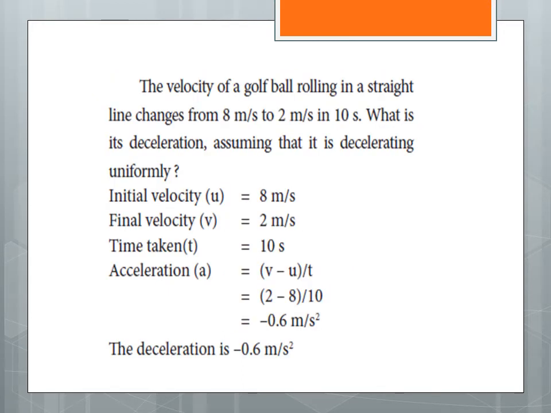The velocity of a golf ball rolling in a straight line changes from 8 meter per second to 2 meter per second in 10 seconds. What is its deceleration? Assuming that it is decelerating uniformly. Initial velocity 8 meter per second is given. Final velocity 2 meter per second. Time taken is 10 seconds. The acceleration formula is v minus u divided by t equal to 2 minus 8 divided by 10 equal to 0.6 m by s square. The deceleration is 0.6 m by s square.